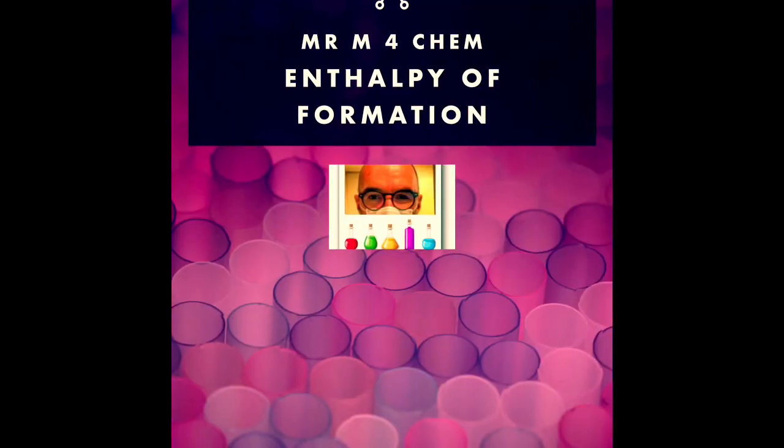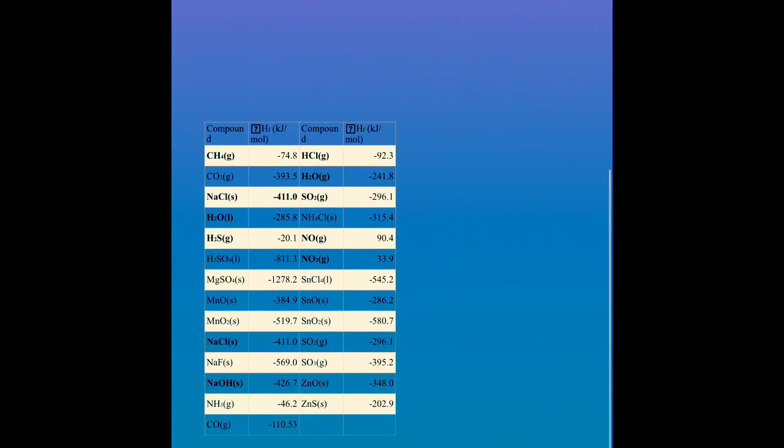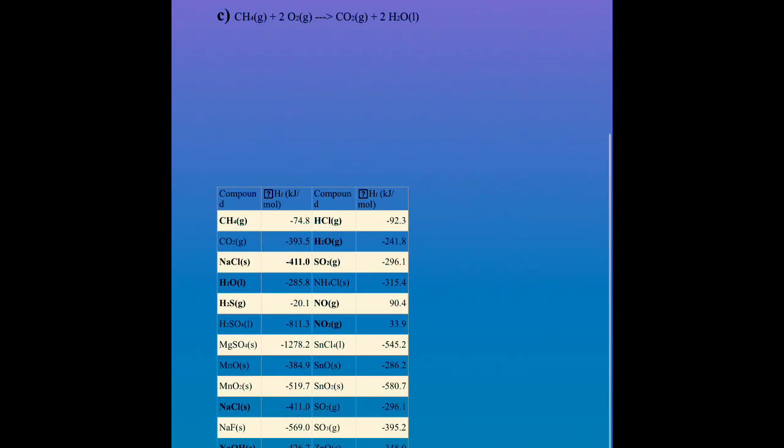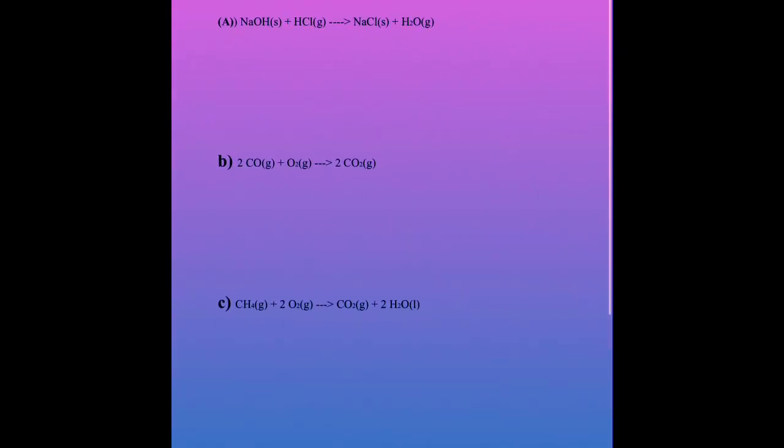Enthalpy of formation cycles. Here we have 3 enthalpy questions. Use standard enthalpies of formation to determine the enthalpy of the reaction for the following reactions. Okay, how are we going to do that? Well, I've copied a data table at the bottom. Just a note of caution, all data tables are slightly different, whether using A-level or IB or AP or whatever it happens to be. They all seem to like their own peculiar way of doing these things.